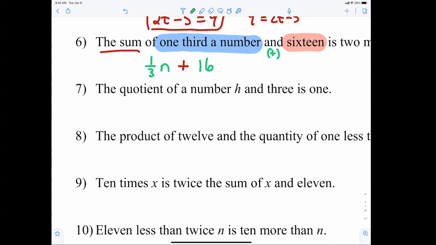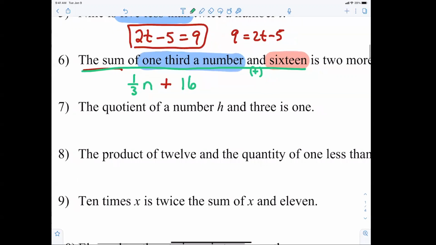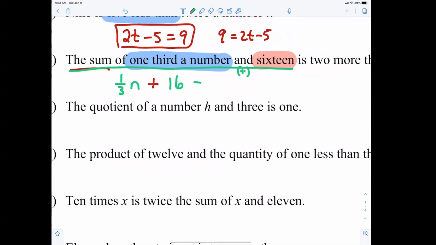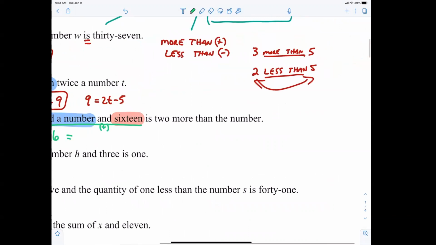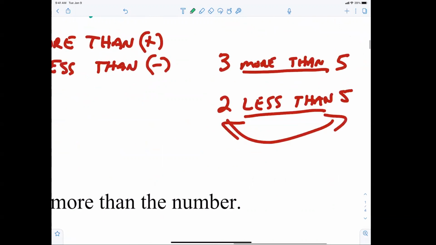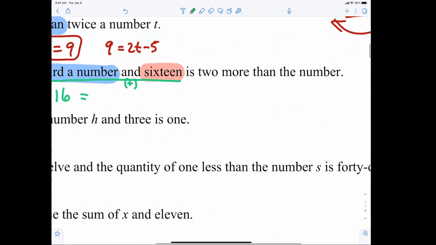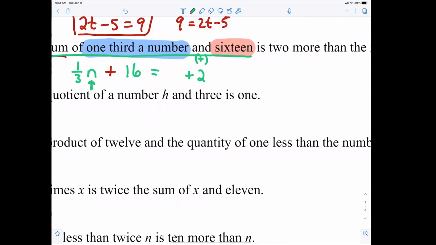1/3 n plus 16. That's what all of this information means right here. What does "is" mean again? Equals. Now, how do I write 2 more than the number? 2 more than. Come on. 2 more than. What is "more than"? Molly, tell her what "more than" is. Add. How do I write now 2 more than a number? What number are they talking about though? N.